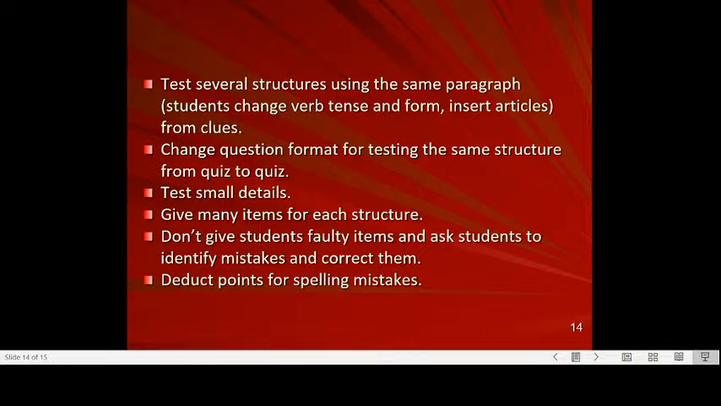Test small details. Give many items for each structure. Don't give students faulty items and ask them to identify mistakes and correct them, because we don't want the students to see errors. Deduct points for spelling mistakes. The spelling should be part of the grade in everything, whether you're teaching grammar, teaching vocabulary, reading, writing, whichever skill.